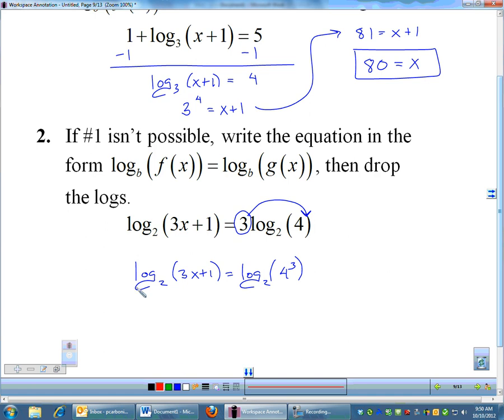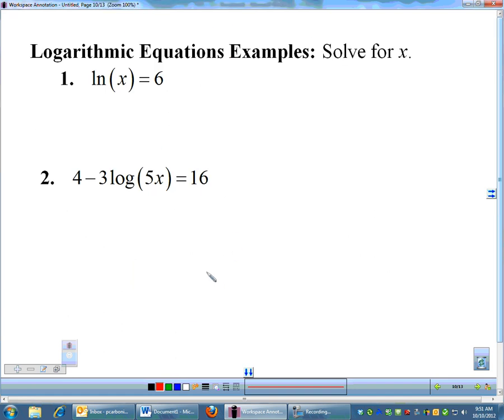Then if you have log equals log and the bases are the same, the bases must match to use this property, then you can just ignore the logs and we'll set the inside equal. So 3x plus 1 is equal to 4 cubed, and 4 cubed is 64. Then we'll solve that equation and you'll get x equals 21. So those are our two strategies: take it out of log form by using that exponential property, or you'll just drop the logs on both sides. So let's try a couple of those.